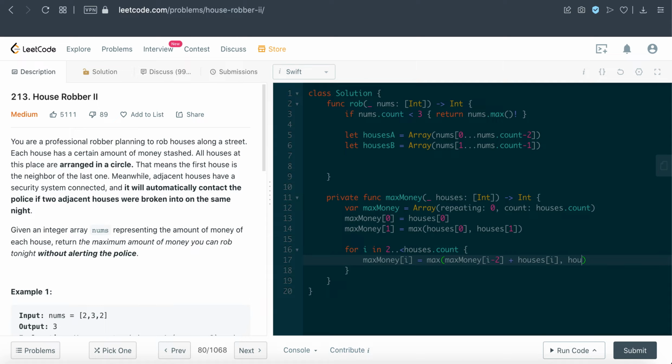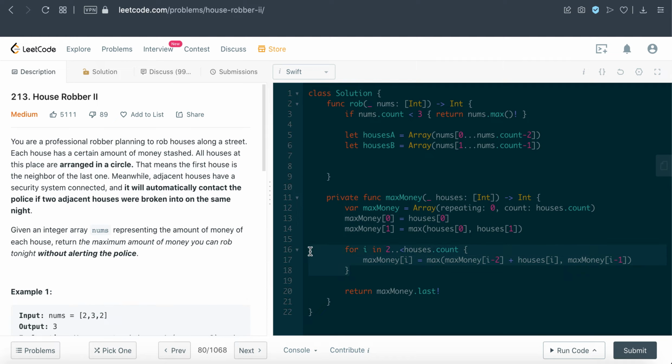Or the other option is basically just take one house ago, the maximum, right? So max money of I minus 1, right? So that should build up our remaining max money array, and then essentially the last index will represent the maximum money that we can rob from the given houses set, right? So we just return the last index, right? Because this array essentially represents the maximum money at every index. For example, the first index, where we are only faced with house 1, what's the maximum of it? The first house, right?